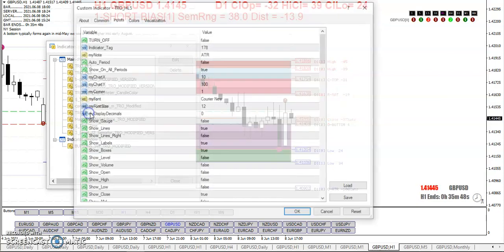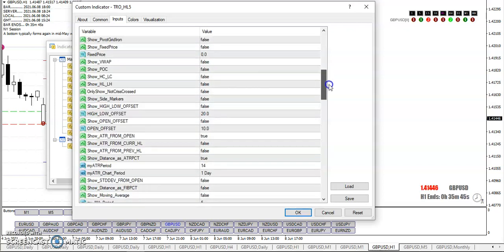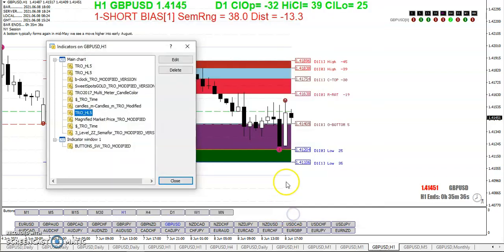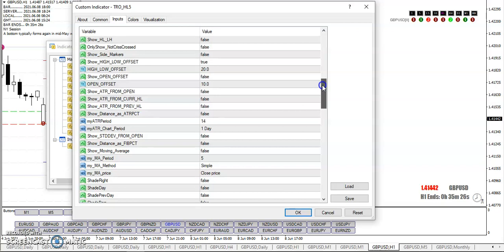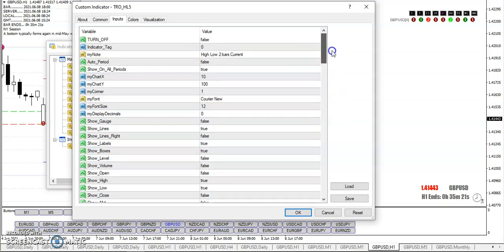And this one here, the close is showing the ATR from the open. So right there you can see ATR percent. And this one is showing the high-low offset of 20. So this one I should label rat zone.